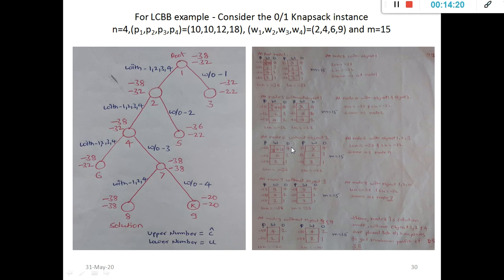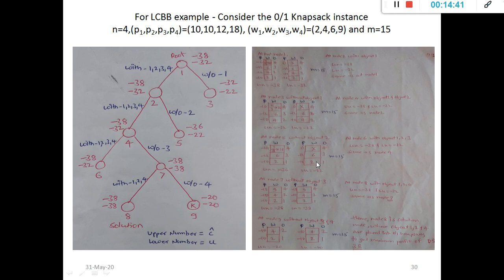When you place object 4 into the knapsack, the remaining space is 7. 7 divided by 9 into 18 and you will get the fraction as minus 14. And you will get the new upper number as minus 14 plus minus 12 plus minus 10, which is minus 36. Similarly, calculate the lower number.